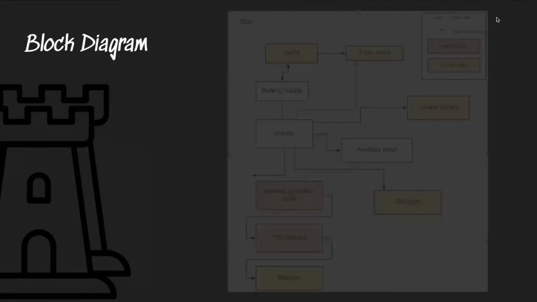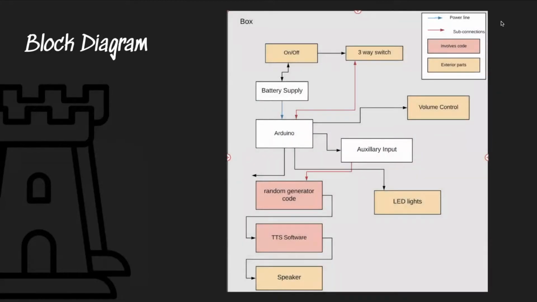So next is our block diagram for our project. Here we broke down every individual part. Starting at the central unit is the Arduino. The simpler parts are the battery supply with a three-way on and off switch. We also have an auxiliary input that will be connected to Dillan's button so that when he presses it, the random generator code will run. The random generator code is then connected to the text-to-speech software that speaks out loud through a speaker.